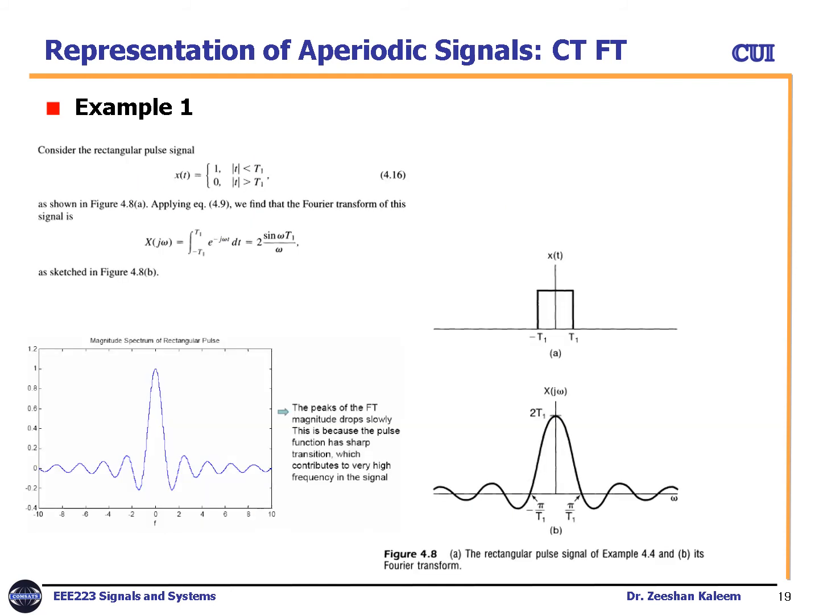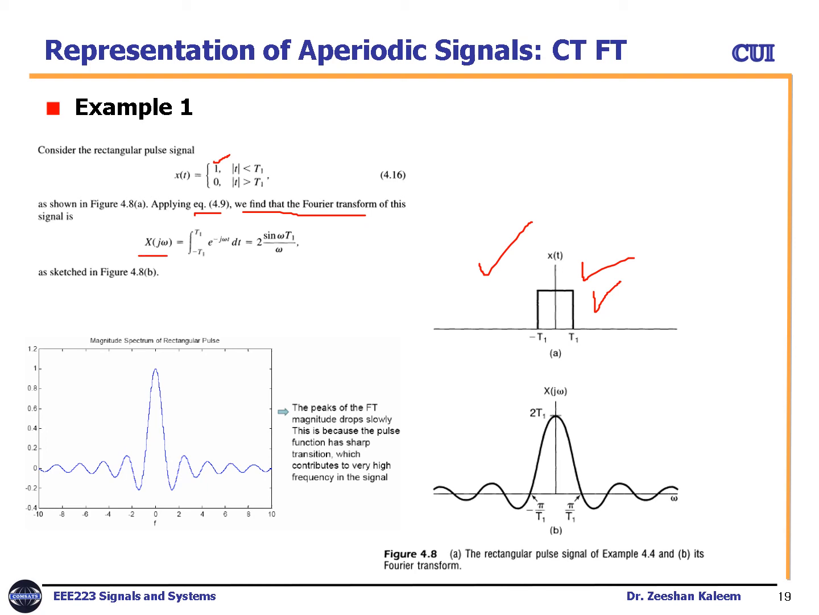Let's take some examples about the Fourier transform. Consider a rectangular pulse signal x(t), which has the value 1 from minus T1 to T1. Mathematically we can write it as x(t) equals 1 for absolute t less than T1, and 0 for t greater than T1, as we can see from this picture. As shown in figure 4.8a, applying equation 4.9, which we already derived, we can find the Fourier transform of this signal as this one.